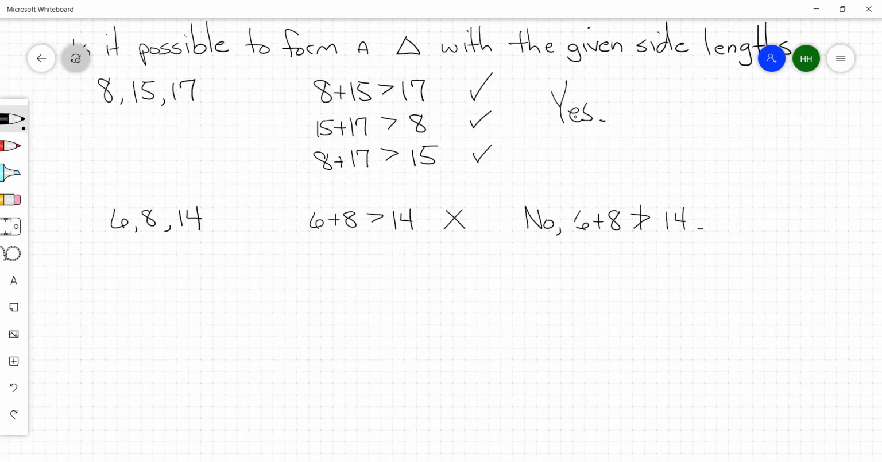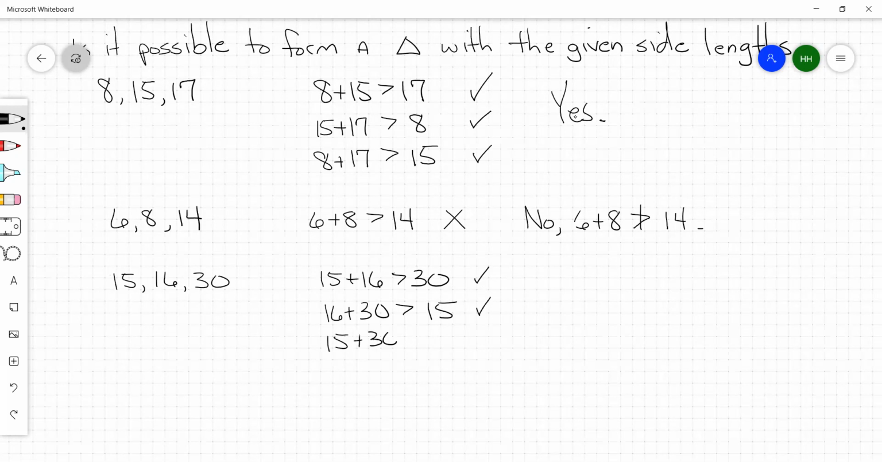All right, let's do one more. 15, 16, 30. We say, is 15 plus 16 greater than 30? Is 16 plus 30 greater than 15? Yes. And then is 15 plus 30 greater than 16? And that's a yes as well. So those three sides can form a triangle.